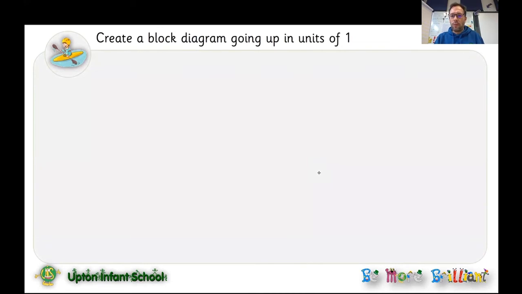Now we're going to go on to your task now, because I would like you to draw some block diagrams. And to begin with, our first task, this one, you might want to do this, you can all attempt this one, but I'll talk for this one and then I've got some other tasks afterwards. So you might want to have a look at them all and then decide which one you do and rewind the video to the right place. So it says, create a block diagram going up in units of 1, and I'll talk through this.